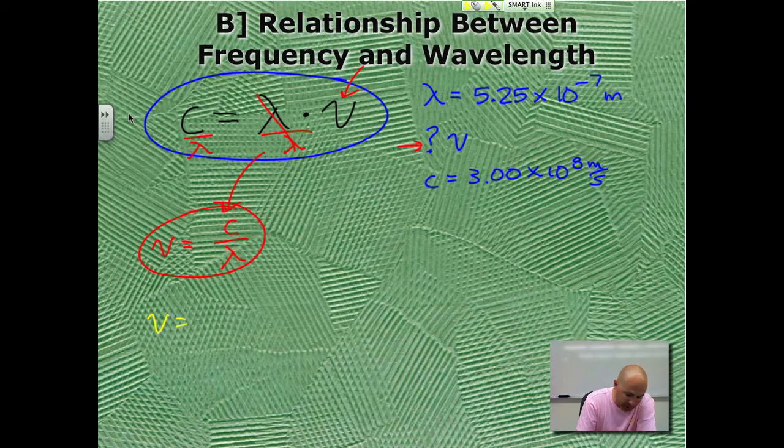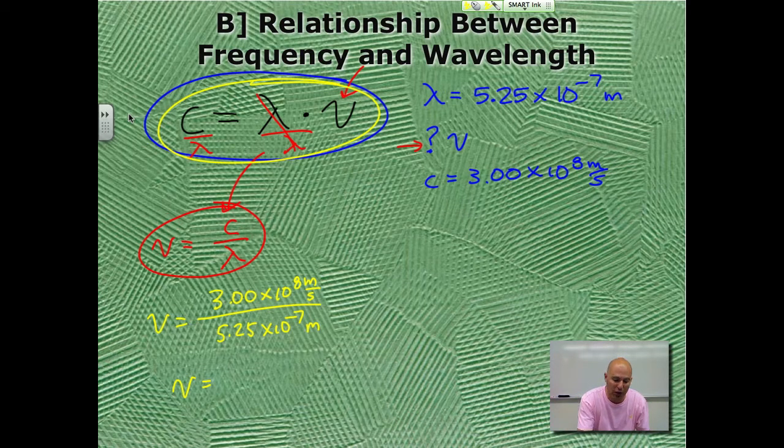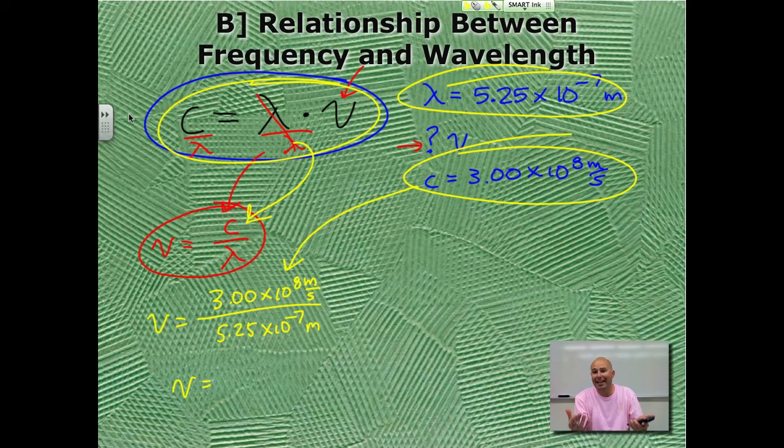Solve for my frequency: 3.00 times 10 to the 8th meters per second over 5.25 times 10 to the minus 7 meters. Again, I'm a fan of taking that formula that you do know, rewriting it, taking the numbers that you know, plugging them in, and then you can just solve.